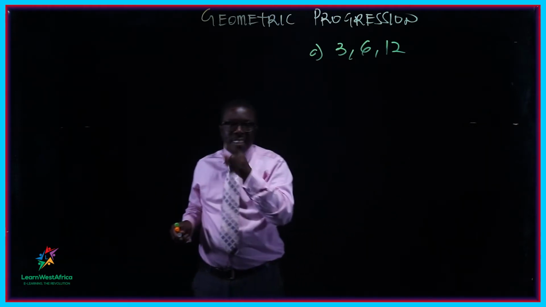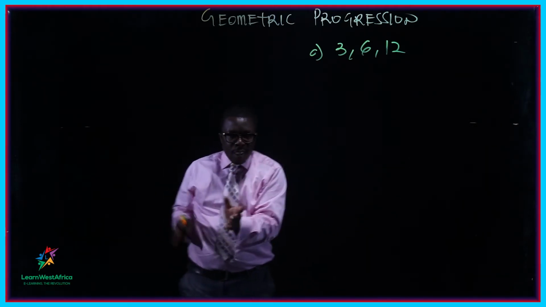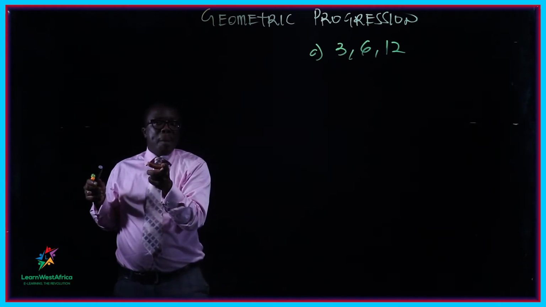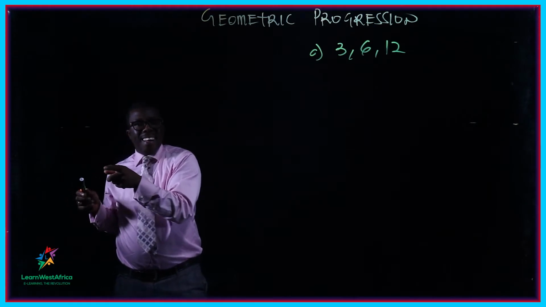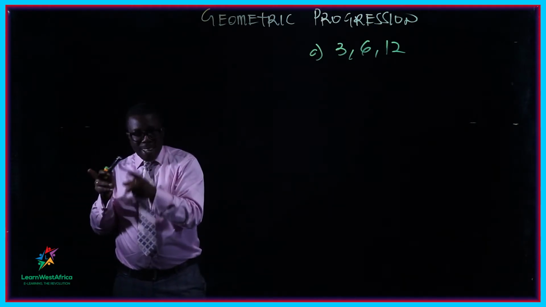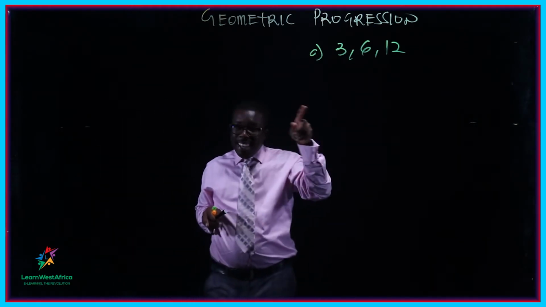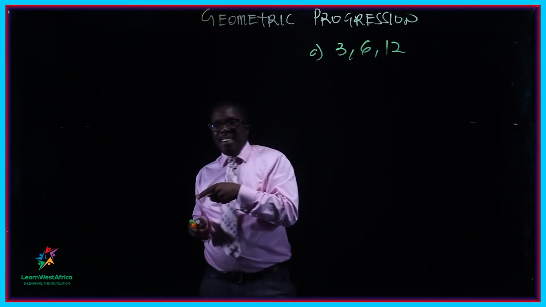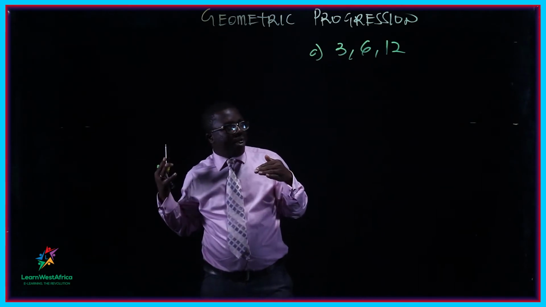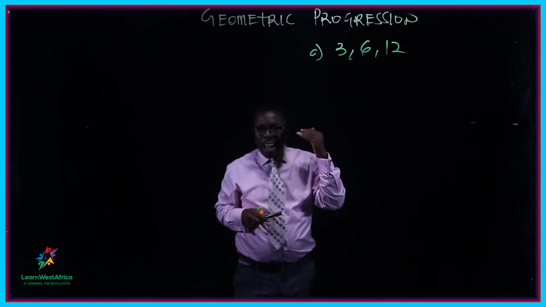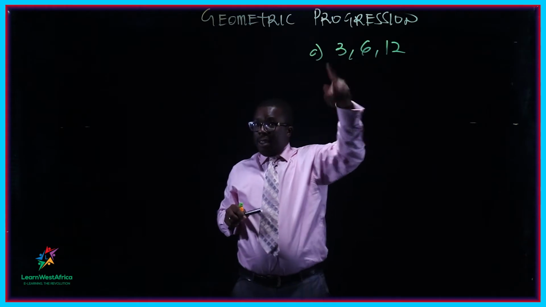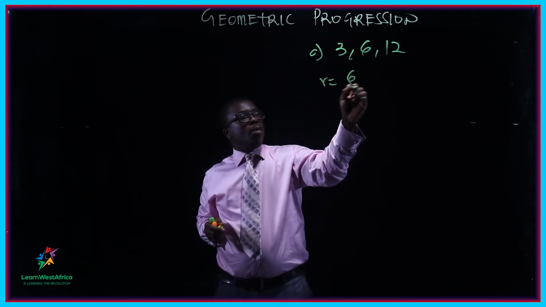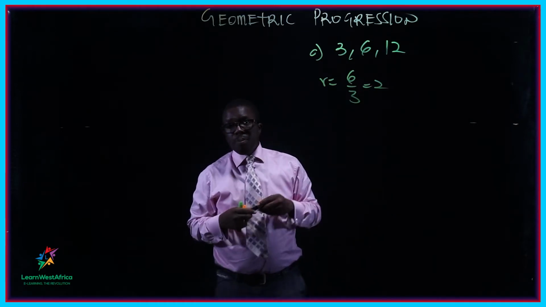So when we want to find what is common, in the case of the AP we would subtract to find the difference. Here, because it is multiplicative, we don't subtract, we rather divide. The question asks for the next two terms, so we divide the second term by the first term. Our common ratio is going to be 6 over 3, and that gives you 2.